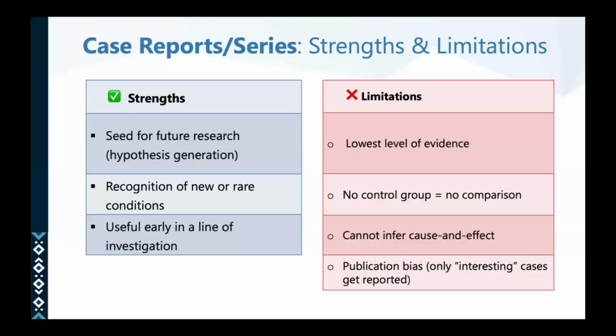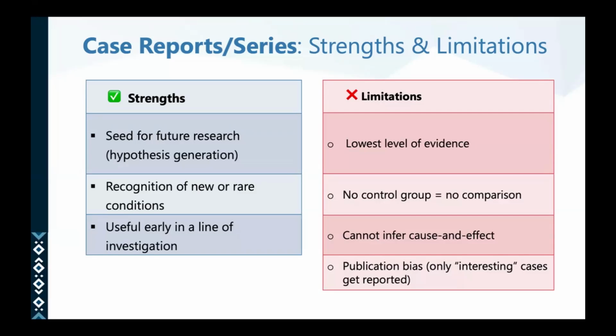And so they also have limits. They are the lowest level of evidence. So this evidence is quite anecdotal and it's coming from one single patient. So the evidence is really low. There is no control group, no comparison. So this really is a big limit, and we are going to see why later. We cannot infer a cause and effect relationship. Remember, they are really early in that hierarchy of evidence.